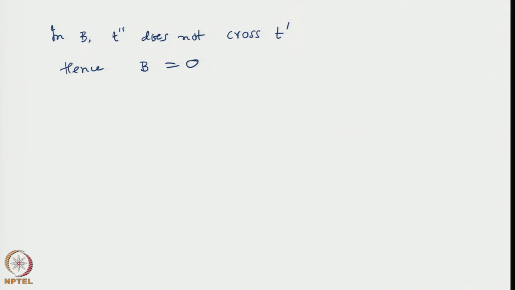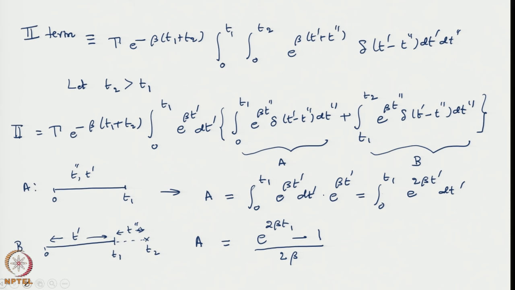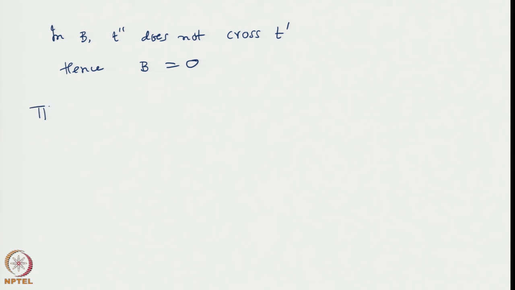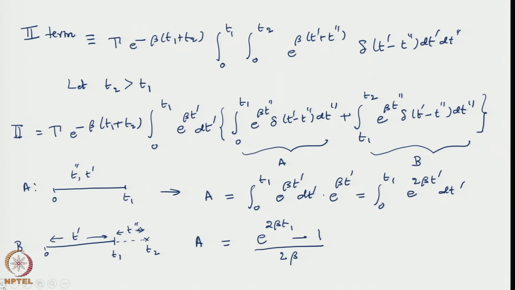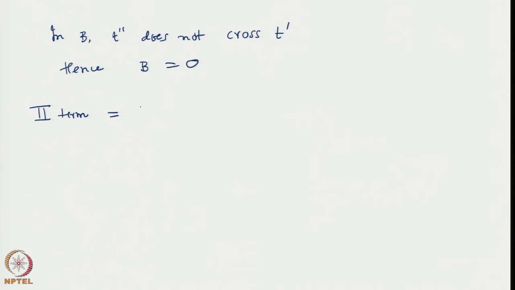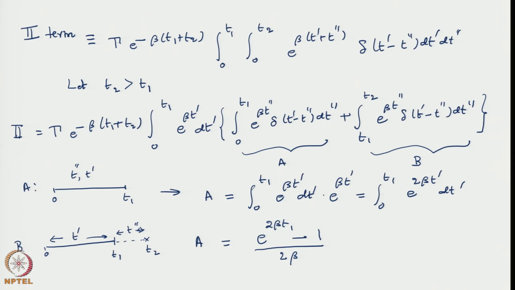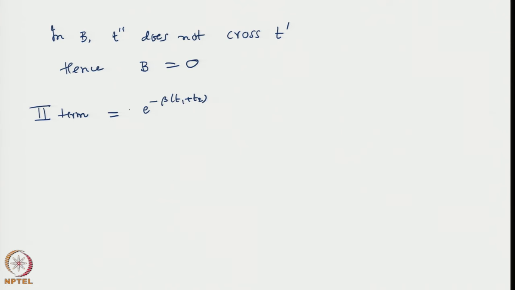So, we put together the various terms. Now, the second integral therefore is only the A part, with of course this prefactor. So we write neatly the second term we called is going to be gamma e to the power minus beta (t1 plus t2) into the A, which is (e to the power 2 beta t1 minus 1) by 2 beta. So we write it down as e to the power minus beta (t1 plus t2), gamma of course being outside, and (e to the power 2 beta t1 minus 1) by 2 beta.